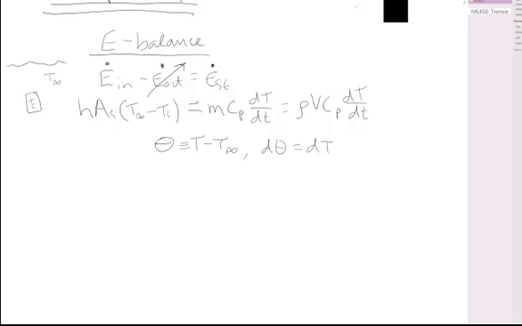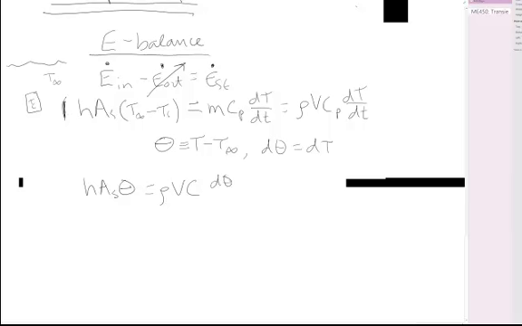And then that means that we can rewrite this energy balance equation up here. It's now going to be negative hA theta equals rho V c d theta d time. With a little bit of rearranging, we can make that say that negative dt equals rho Vc over hA times d theta over theta. Now we can integrate both sides.